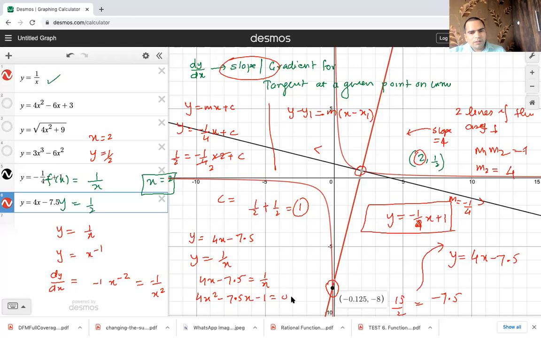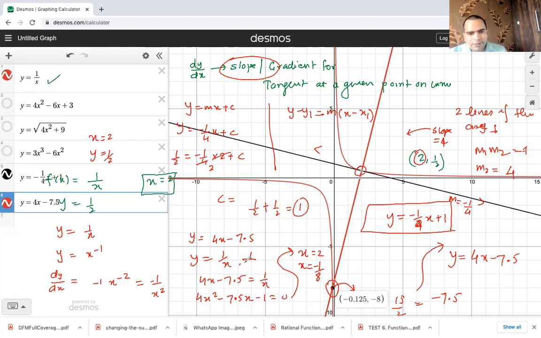So now when you solve this, you'll notice that your x coordinate is 2 and x coordinate is negative 1 over 8. So you can clearly see that the other point where these two curves are meeting has x coordinate negative 1 upon 8, which is negative 0.125. And to get the y coordinate, you plug x as negative 1 upon 8 here.